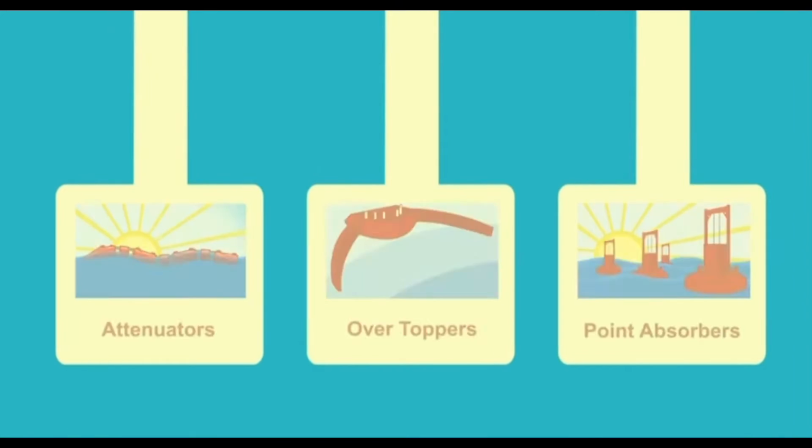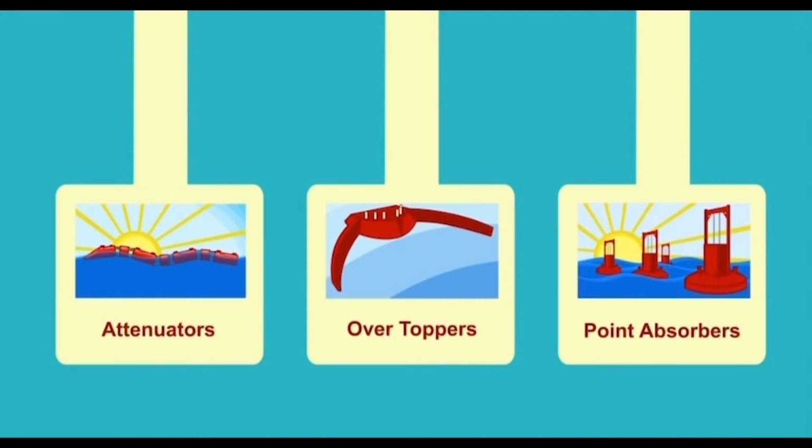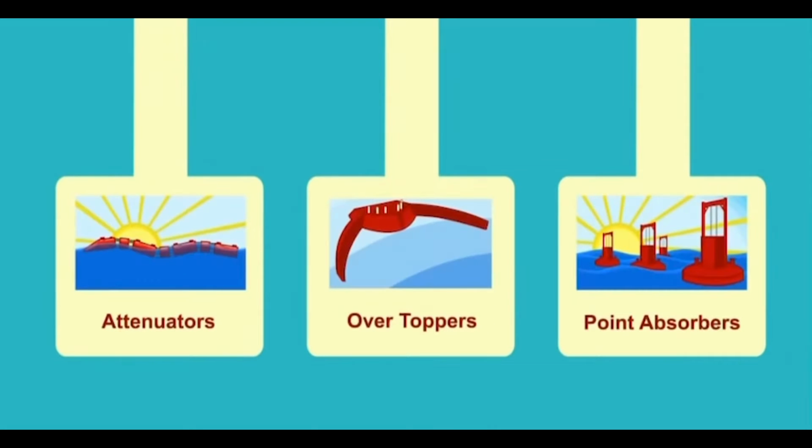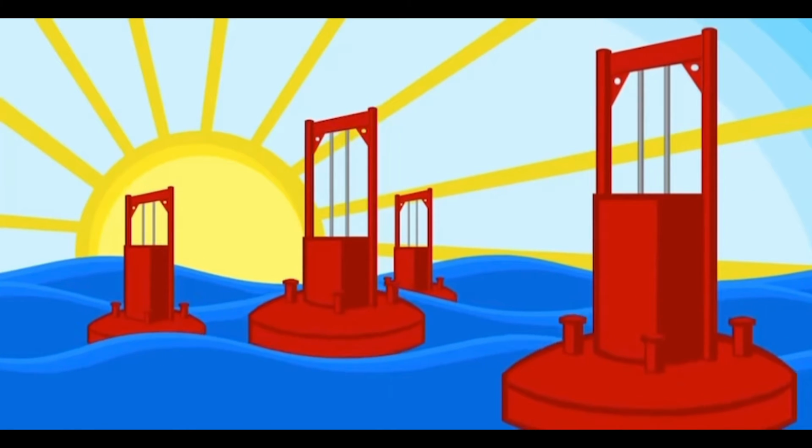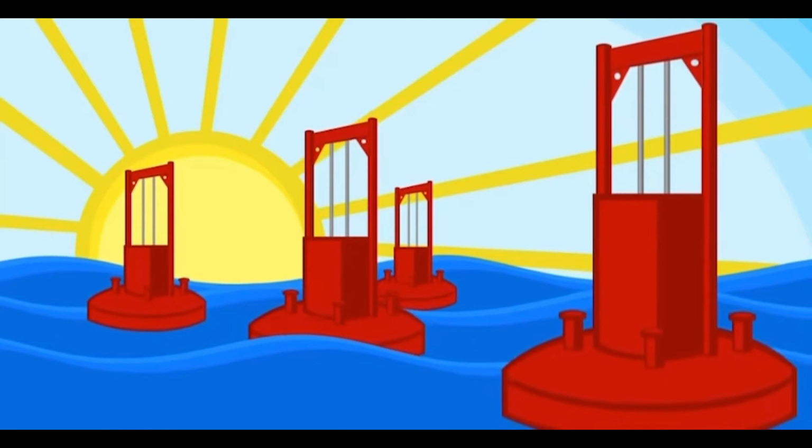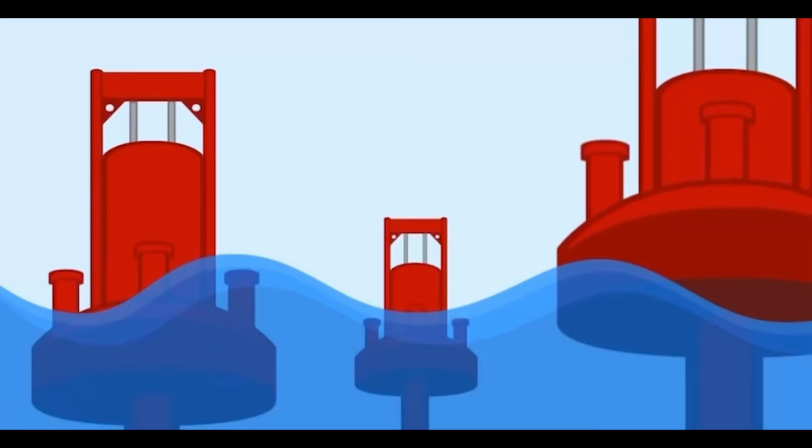The three most common ways to harness wave energy are attenuators, overtopping systems, and point absorbers. The wave energy method that I'll be talking about is point absorbers. And I know what you're thinking. Not this kind of absorbing.